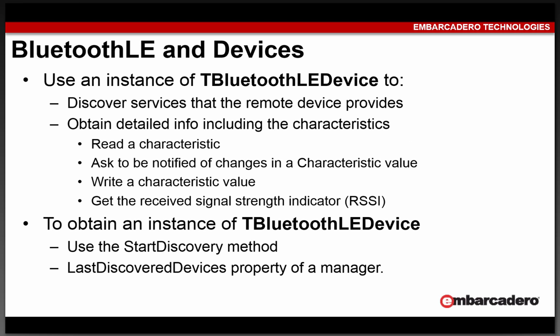For Bluetooth LE devices, you use the component or an instance of TBluetoothLEDevice. And that allows you to discover services and also read information from the devices, and if it's provided, writing data back to the devices. So to obtain the instance of the device, you'll call the start discovery method, or the manager will give you discovered devices and you can choose one from the list.